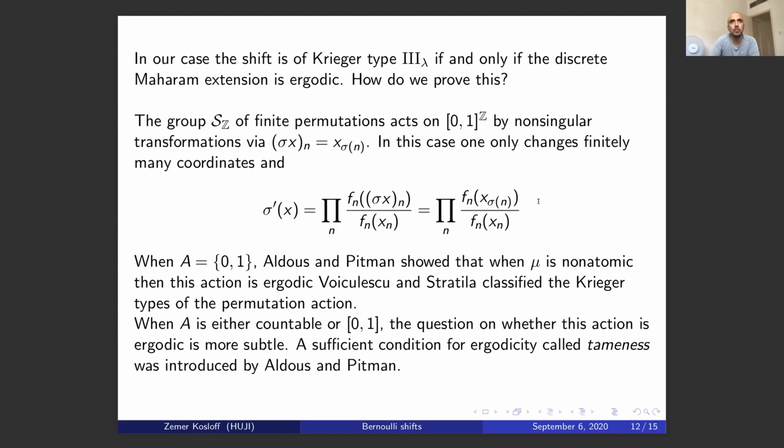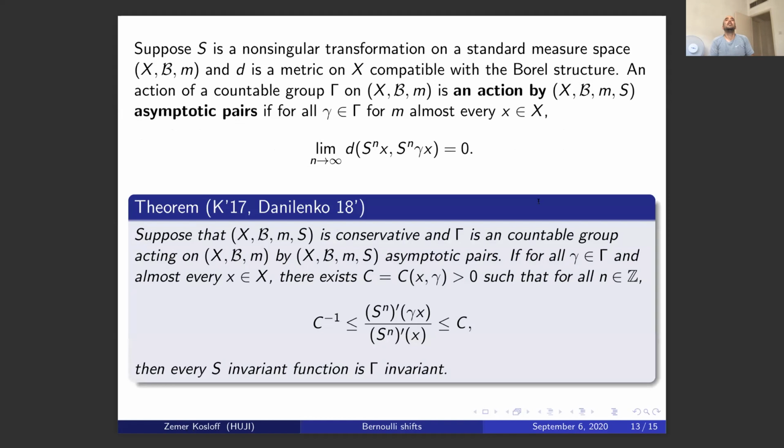Okay, so this is the permutation action. We should ask, how does this relate to the shift action? And it relates by the notion of asymptotic pairs. So now suppose we're given a dynamical system acting on a standard measure space and some metric which is compatible with the Borel structure. A countable group acts on this space with asymptotic pairs on S if, whenever we choose gamma from the group, for almost every point x in X, we start shifting x and gamma x by S, and eventually we cannot distinguish between them. The limit goes to zero in the metric.